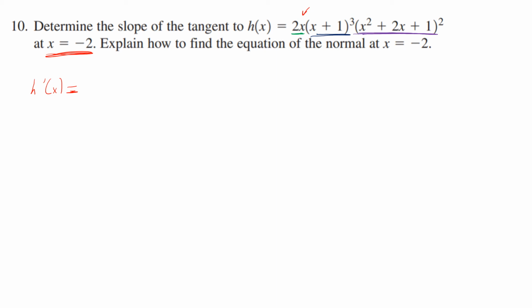When you take the derivative of 2x, remember the power of x is just 1, so it's gone, and the only thing I have left is 2. I write the other ones as they are, so (x plus 1) to the power of 3, and then (x squared plus 2x plus 1) squared. Then I do plus, and then take the derivative of this, keeping the other ones the same.